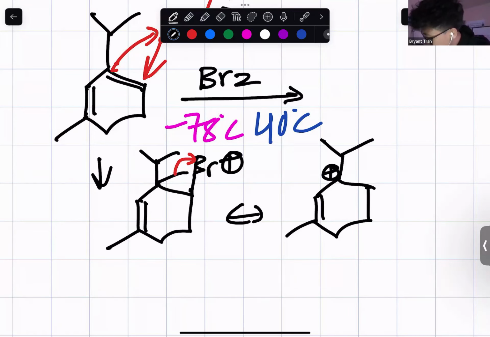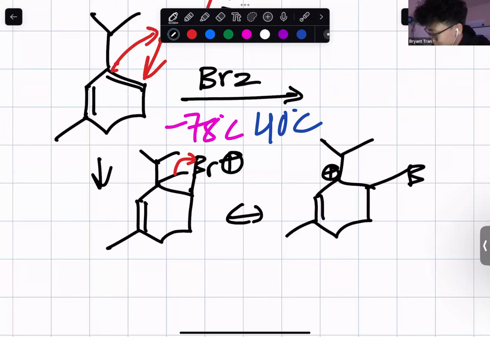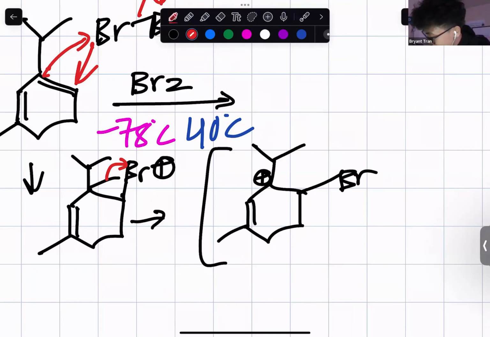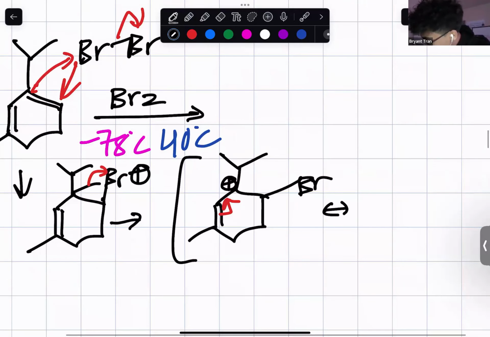Like this. Oh, wait, no. These are not resonance structures of each other. That's the next step. Now we make the resonance set from here. There we go. Like that.